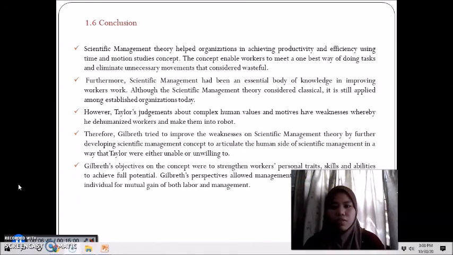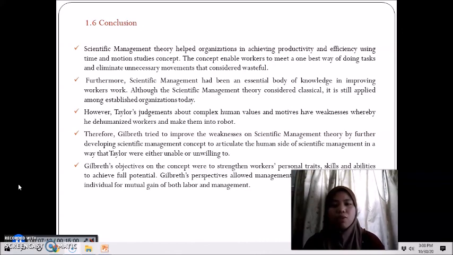So, in conclusion, scientific management theory helps organizations achieve productivity and efficiency using the time and motion study concept. The concept enables workers to meet one best way of doing tasks and eliminate unnecessary movement that is considered wasteful. Furthermore, scientific management has been an essential body of knowledge in improving workers' work. Although the scientific management theory is considered old, it is still applied among established organizations today.